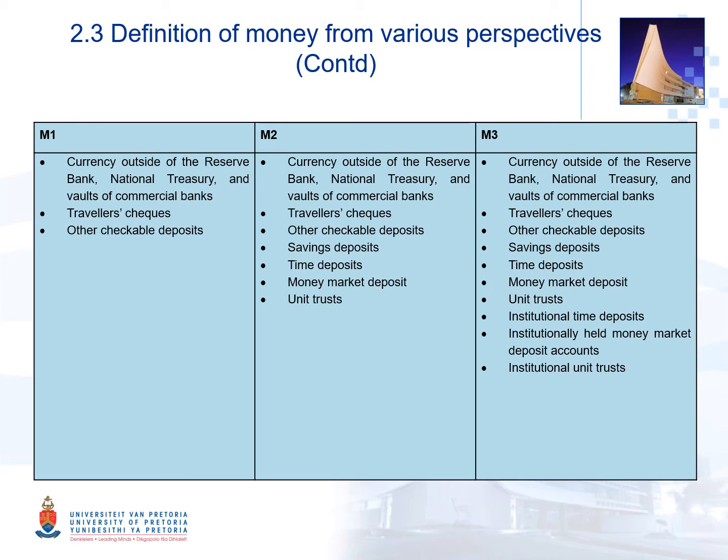Economists often disagree as to what the exact components of each of these measures of money should be, but most generally accept that M1 should include cash, check deposits, and traveler's checks, which are not held at the Reserve Bank or the National Treasury.